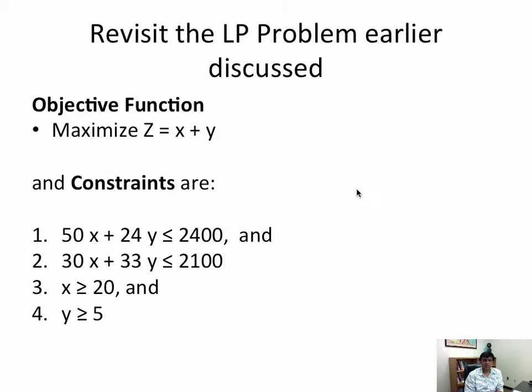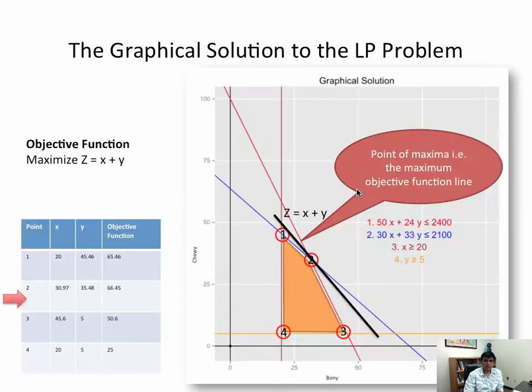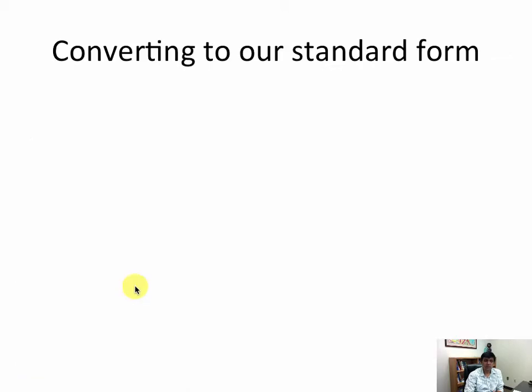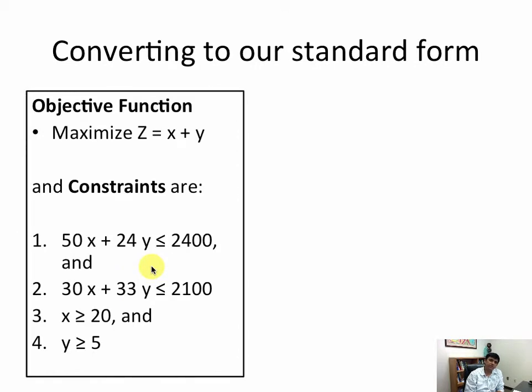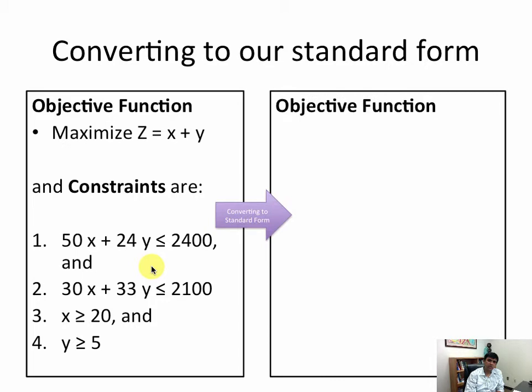constraints were what we see on the left side, and this was the solution using the graphical method, and we see that the maximum value occurred at x equals 30.97 and y equals 35.48, and the value was 66.45. To convert the same problem to our standard form, the objective function and the constraints are given to be what we see right now on the screen, and their corresponding conversions are: maximize is still maximize, so it's going to be z is equal to x plus y.